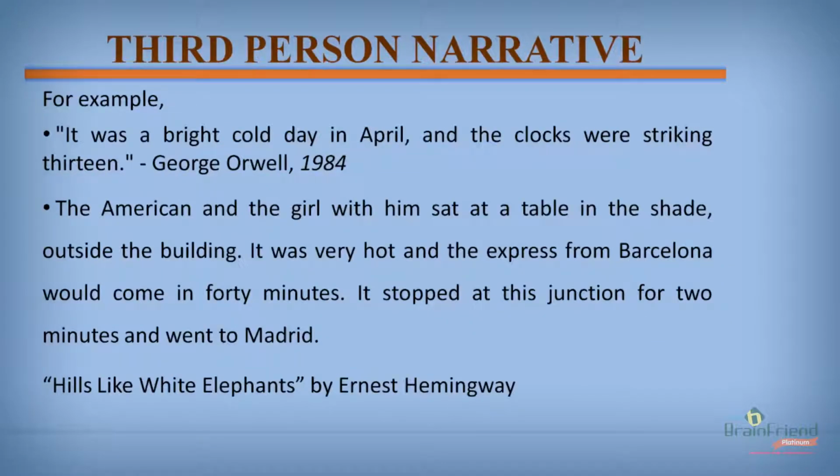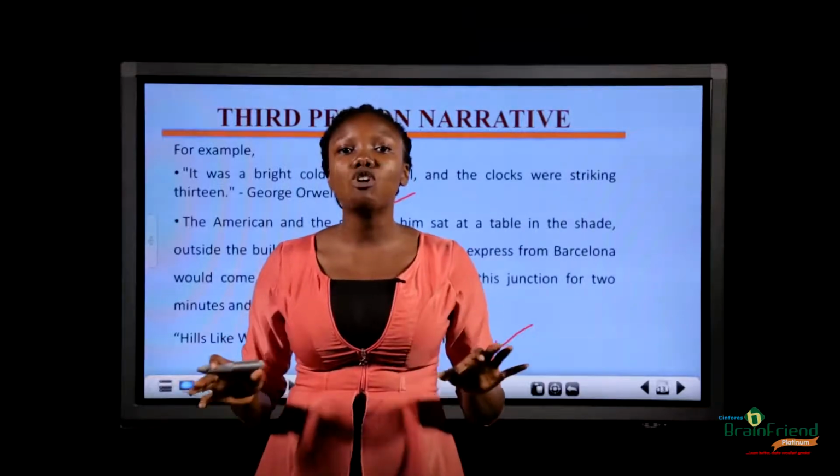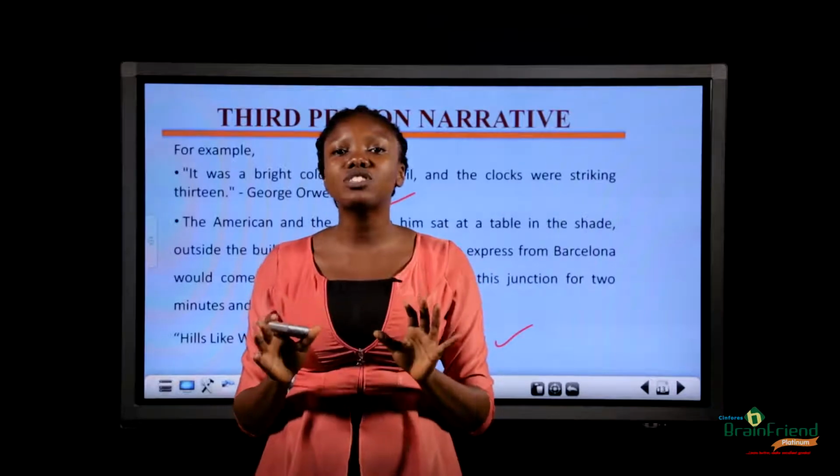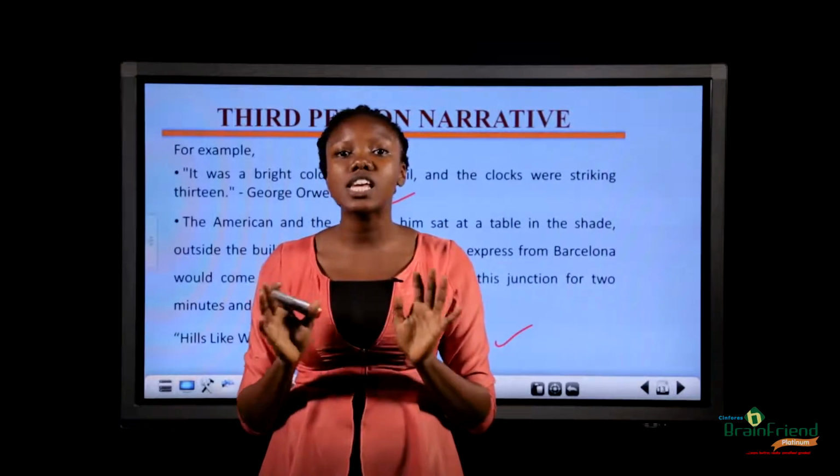It was a bright, cold day in April, and the clocks were striking 13. John Orwell, 1984. Finally, another example. The American and the girl with him sat at the table in the shade outside the building. It was very hot and the express from Barcelona would come in 40 minutes. It stopped at this junction for 2 minutes and went to Madrid. Hills Like White Elephants by Ernest Hemingway. From these examples, we see that the author knows everything because he gives us the description of what went down in each event.